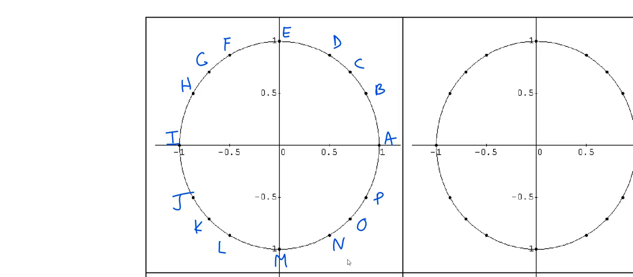Thirteen pi over 6. 13 pi over 6. Yes, folks, that's past the whole revolution. You can do it. 13 pi over 6.